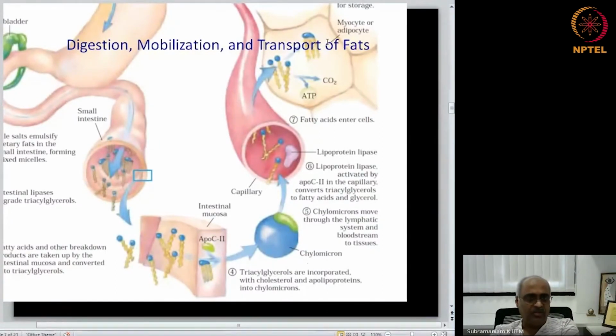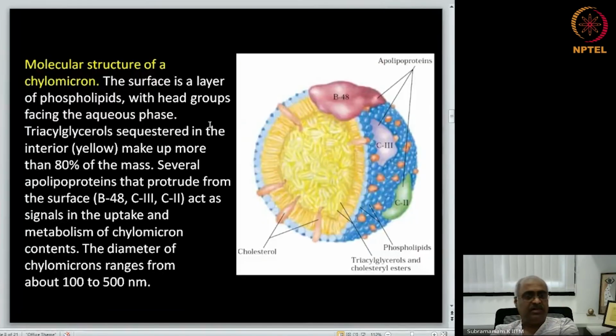So when you become obese, this is what is happening. This is getting stored and these adipocytes become bigger and bigger. And that is how it is stored. So this is the way the fat is digested, taken up and transported, either used for energy or stored. So we have already seen what is a chylomicron. This is an important structure for taking care of the lipid transport because lipids are hydrophobic.